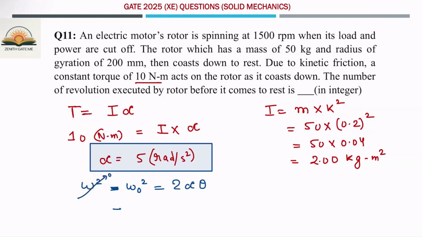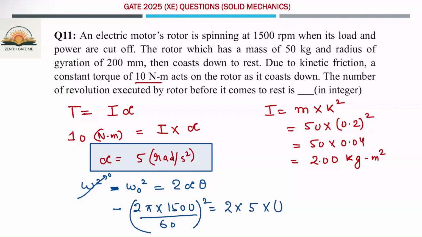Omega naught, the initial angular velocity, initially it is rotating at 1500 RPM. So you can easily calculate omega naught: (2 pi 1500 divided by 60) square is equal to 2 into alpha, which is 5, and theta from here you can easily calculate.